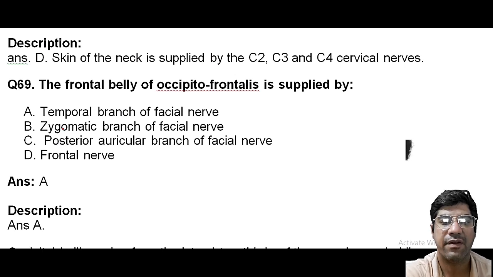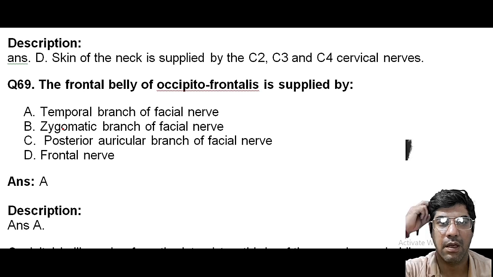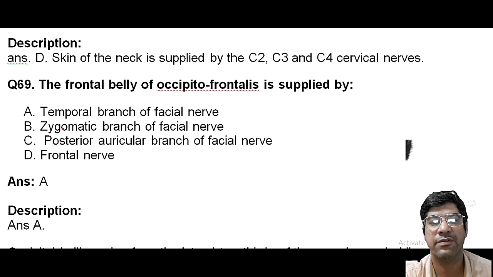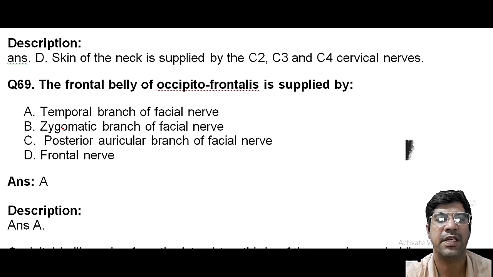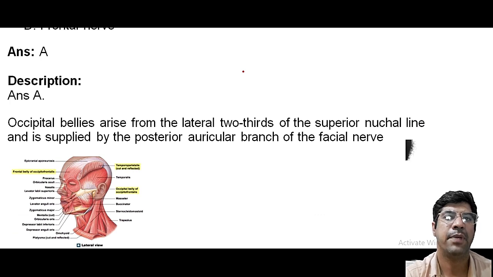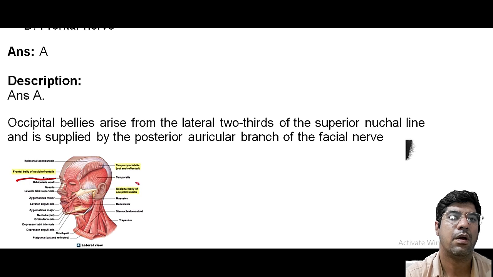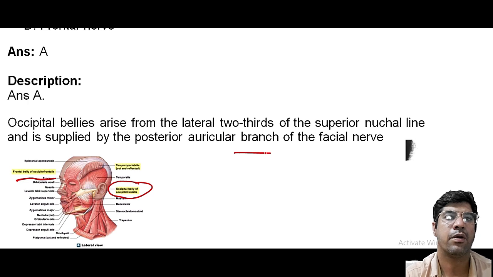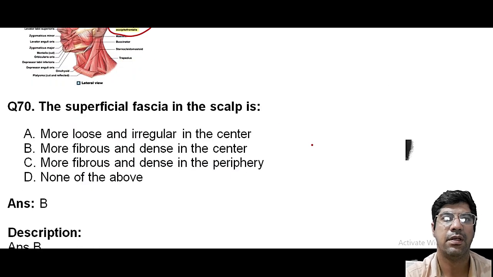The front belly of occipitofrontalis is supplied by the temporal branch of the facial nerve. The occipital belly is derived from the lateral two-thirds of the superior nuchal line and it is supplied by the posterior auricular branch of the facial nerve. The front bellies are supplied by the temporal branch of the facial nerve, and the occipital bellies are supplied by the posterior auricular branch of the facial nerve.